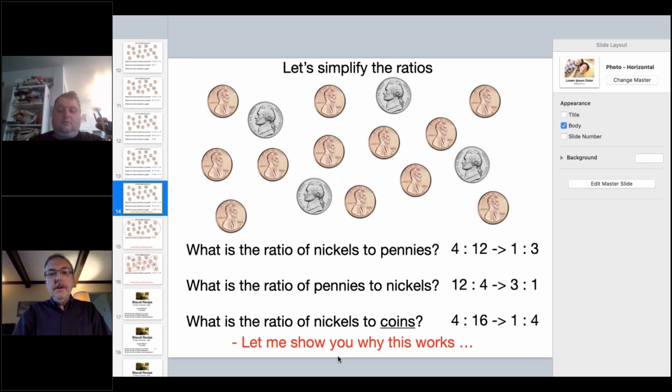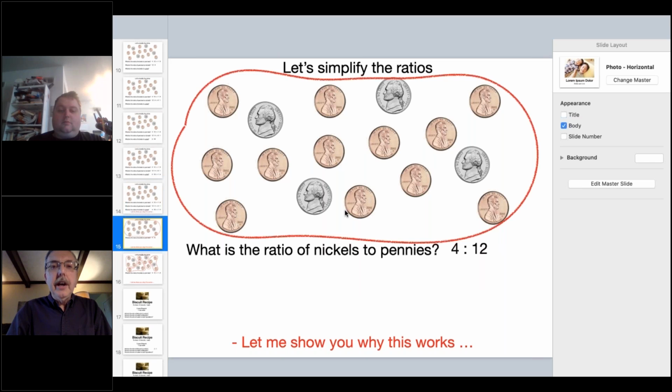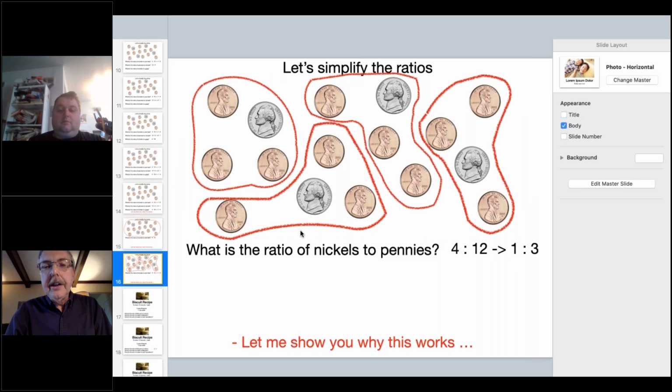But just to show you how it works when you reduce things, and just another way of looking at it, we said that in this group, we had, for every 4 nickels, we had 12 pennies. So that's one way to look at that ratio. For every 4 nickels, we had 12 pennies. But when we reduced it to a 1-to-3, another way to look at it is, for every 1 nickel, we have 3 pennies.